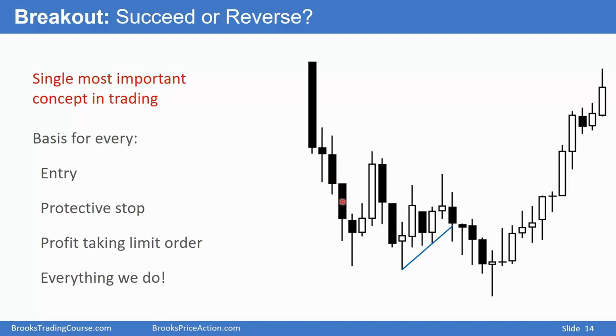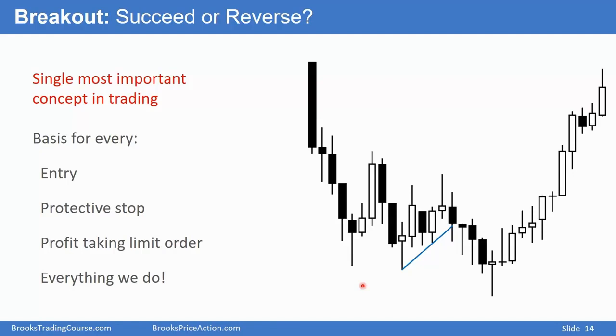Here we broke out, we went down further. Here we tried to break out, but we reversed up. Here we broke to the upside, reversed down. The market's constantly probing to find the appropriate price. Where is the right price? What price is too high? What price is too low?